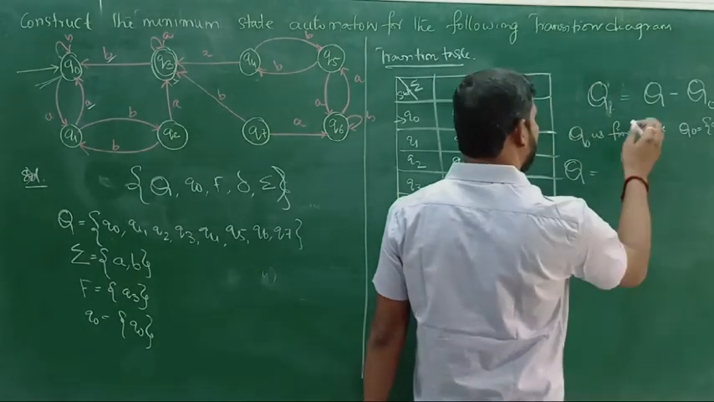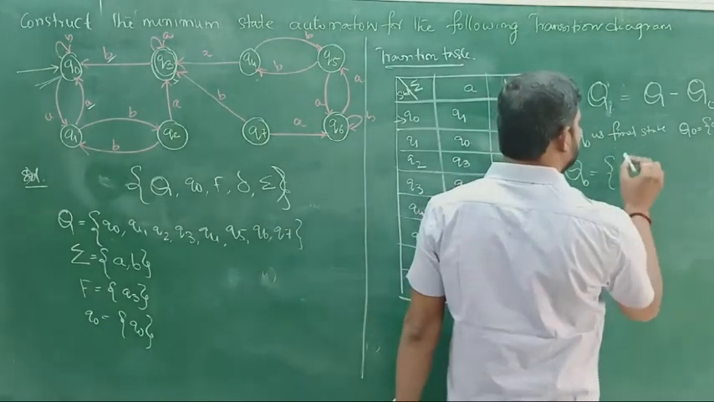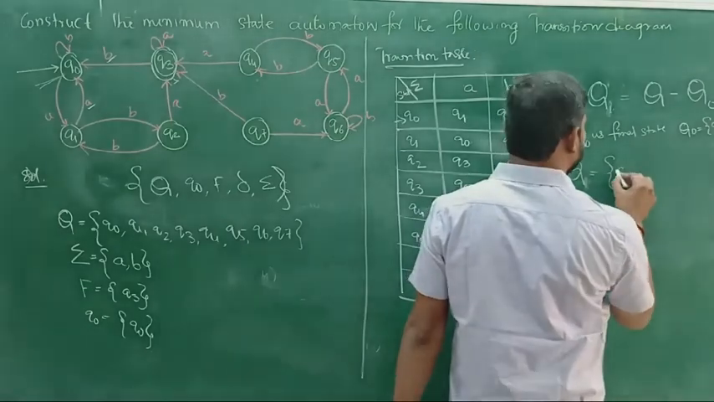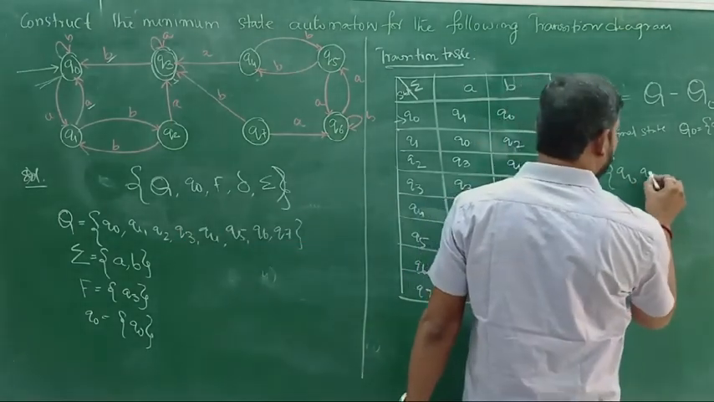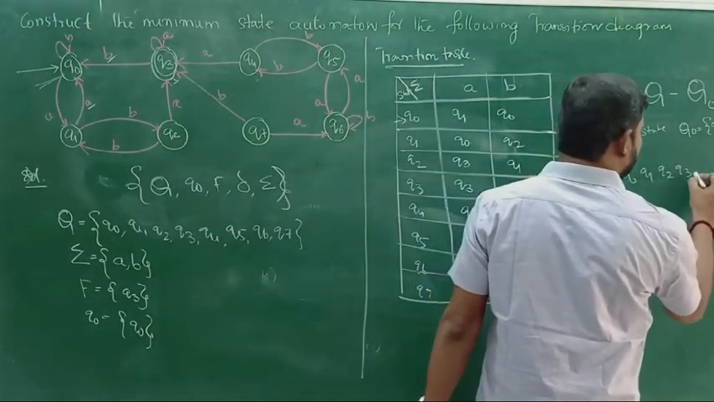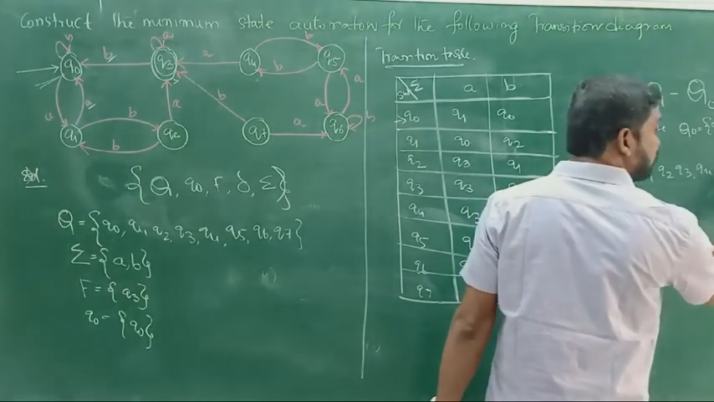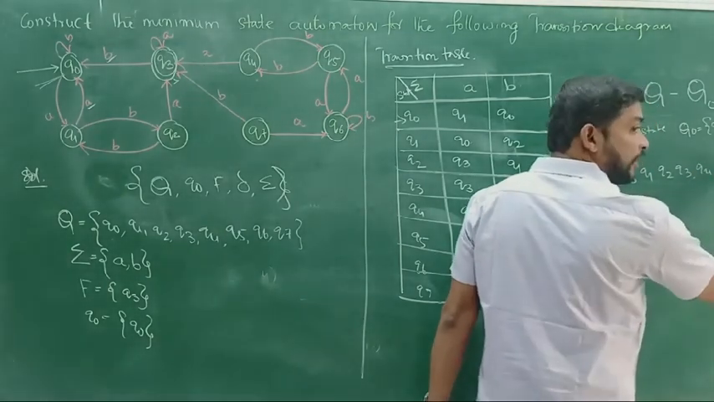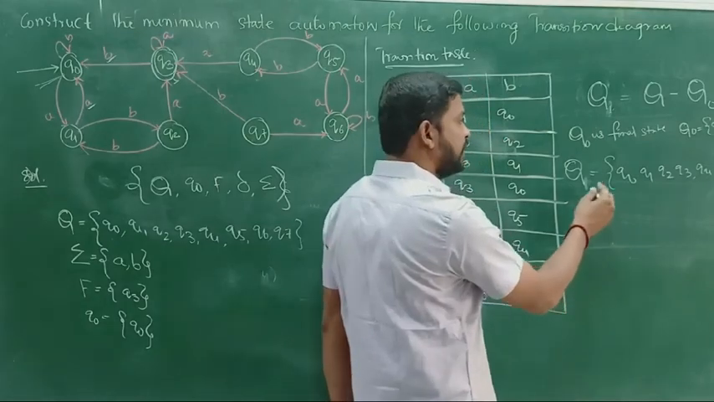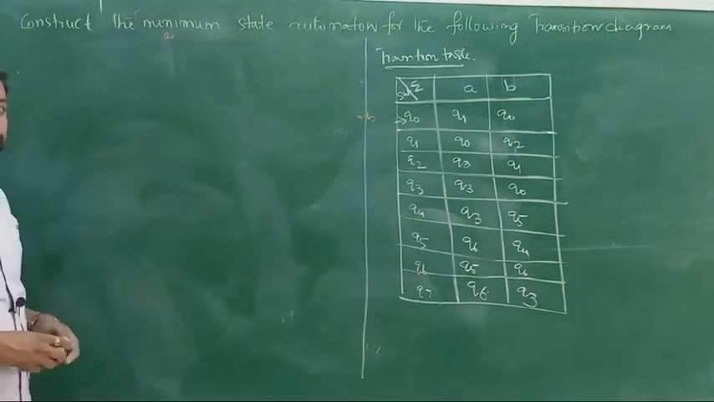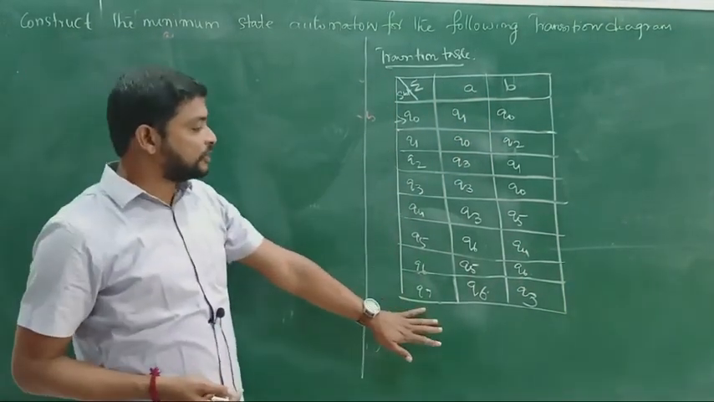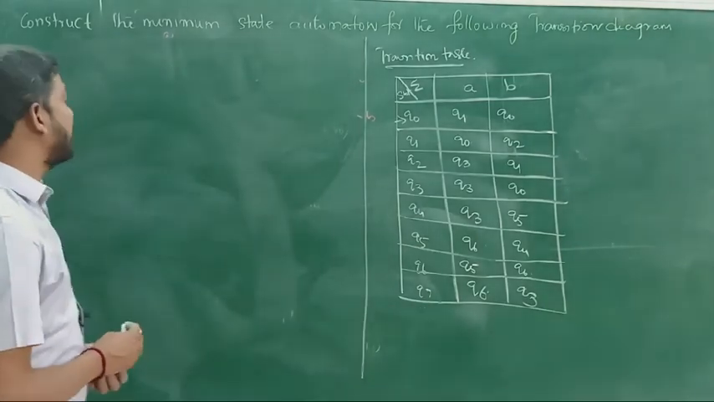And Q is equal to the number of states: capital Q is Q0, Q1, Q2, Q3, Q4, Q5, Q6 and Q7, okay? So this is the transition table. Now we can find the new states.